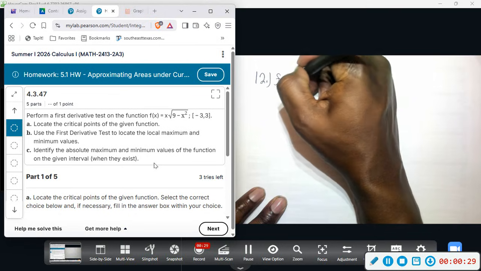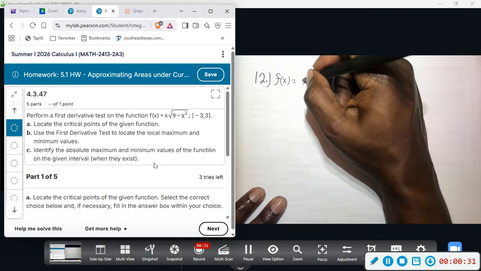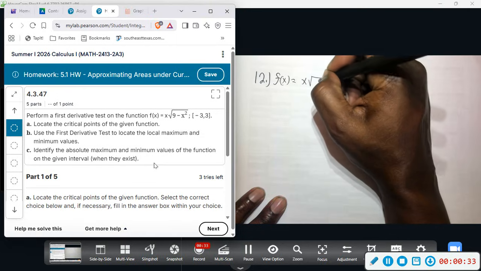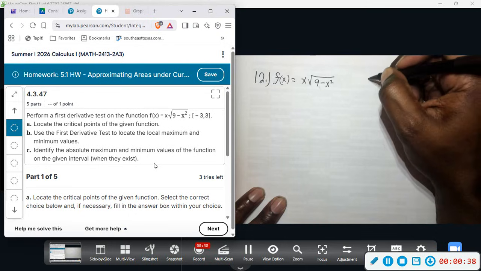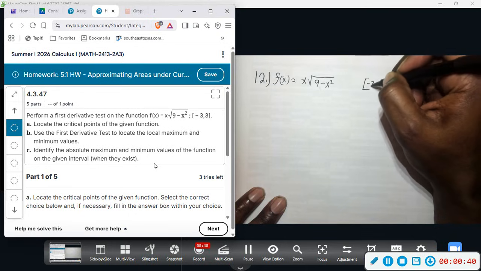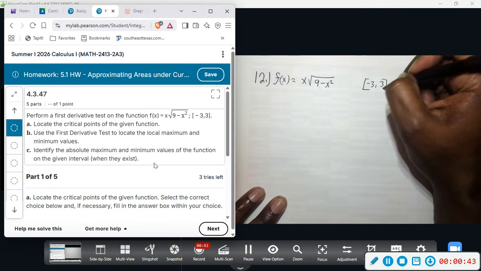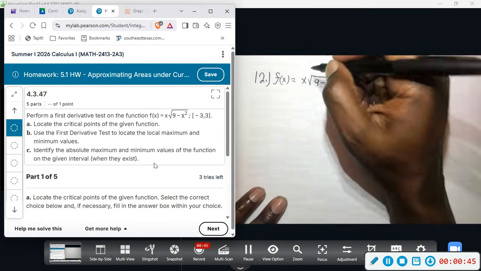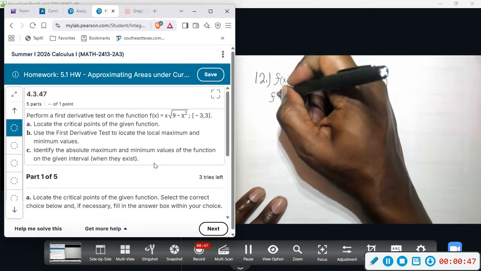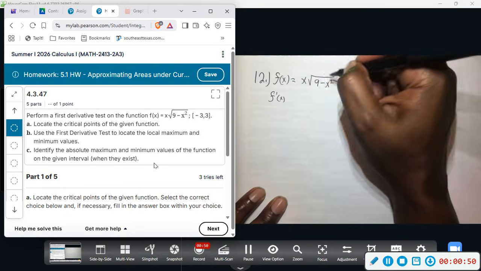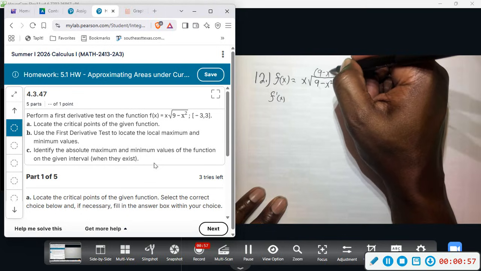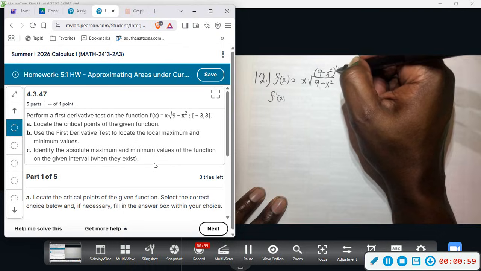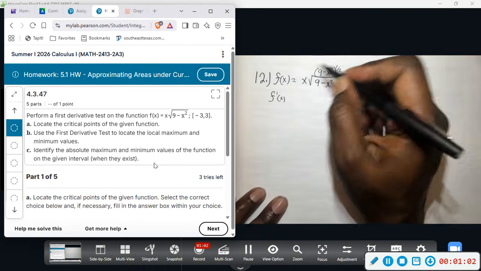All right, we're given f of x is equal to x times the square root of 9 minus x squared. We are evaluating from -3 to 3. As I do the derivative, keeping in mind we're doing product rule, I'm going to think of this square root as 9 minus x squared raised to the 1/2 power. And we'll do product rule.